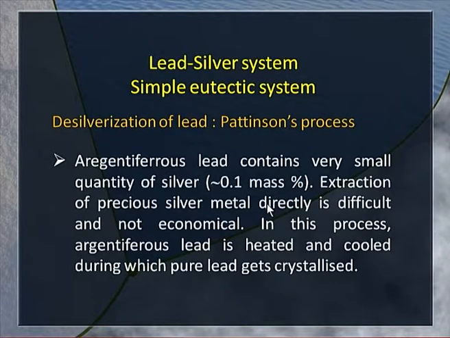This phase diagram has been used in an interesting extraction process. We know that argentiferous lead contains a very small quantity of silver, about 0.1 mass percent. Extraction is difficult, and also it is not economical.